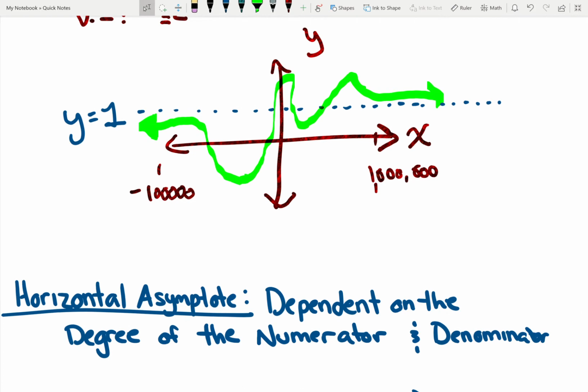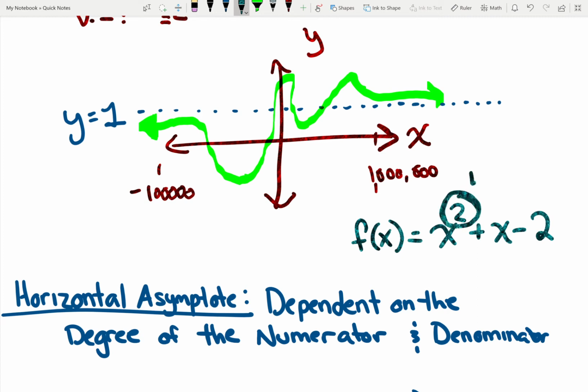So our goal here is to figure out how we can decipher if our rational function has a horizontal asymptote. Well, really, we're going to go by this concept right here. It's dependent on the degree of the numerator and the degree of the denominator. Now, if you guys don't remember the degree of a polynomial, let's say I have a polynomial f of x equals x squared plus x minus 2. The degree of this polynomial will be the largest exponent that I see. So here, the degree of f equals 2, right?